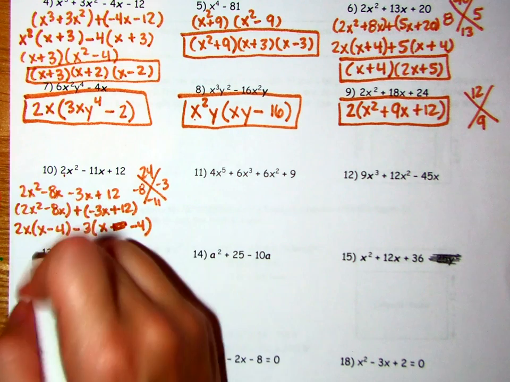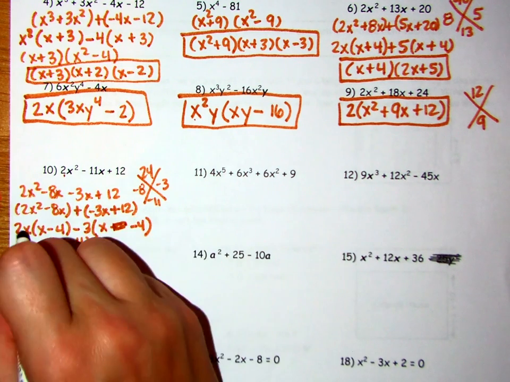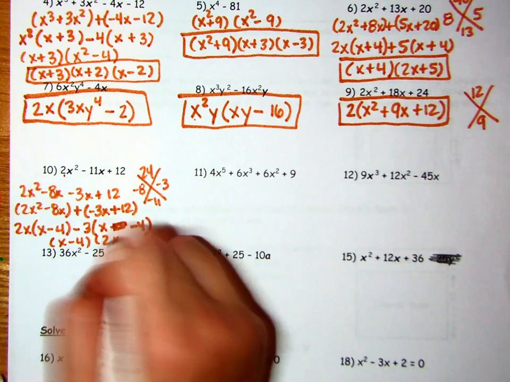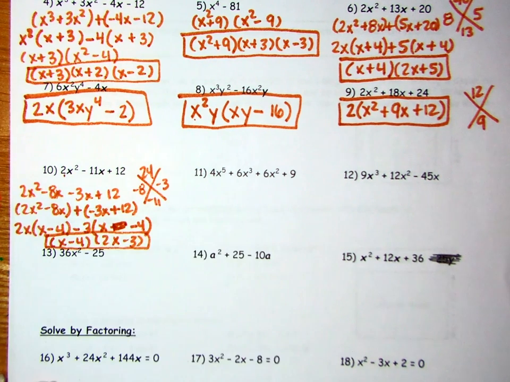So they do match on the inside, so my final answer would be x minus 4 times the GCF here and here would give me the second parenthesis, 2x minus 3. So we box that, and that's our final answer.